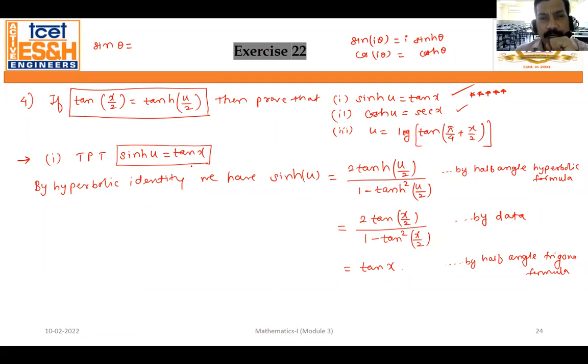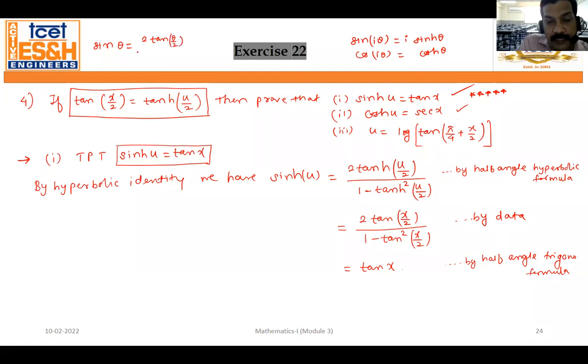What is a trigonometric formula for sin theta in terms of tan theta? 1 minus tan square theta by 2 upon 1 plus tan square theta by 2? No, that is for cos theta. I'm talking about sin theta. 2 tan theta by 2 upon 1 plus tan square theta by 2. Yes, it is 2 tan theta by 2.